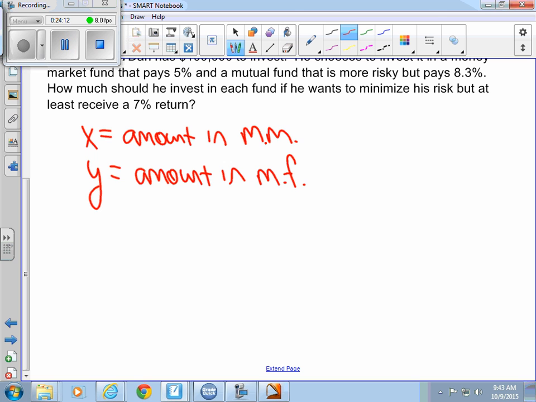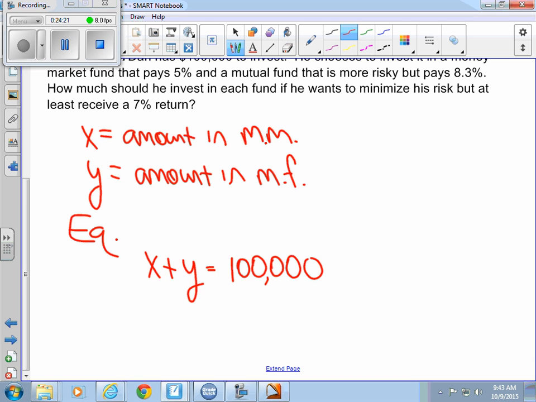So my first equation is X plus Y is $100,000. So I have $100,000 to invest. The second equation is tougher to write. But for whatever X I invest in the money market pays 5%, right? How do you write 5% when you're doing that?